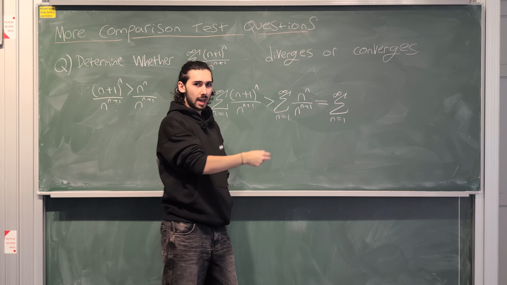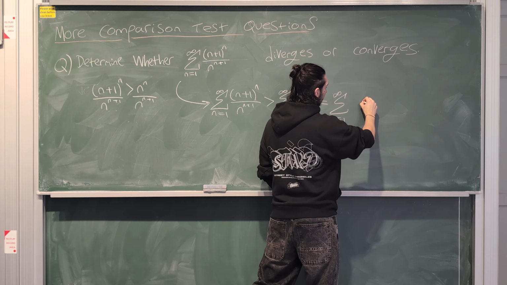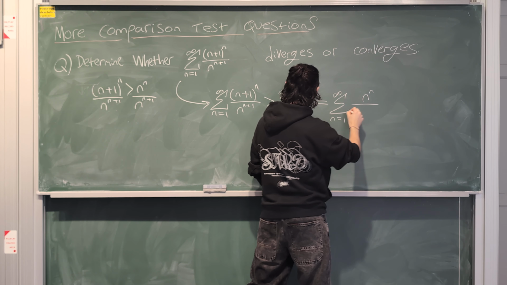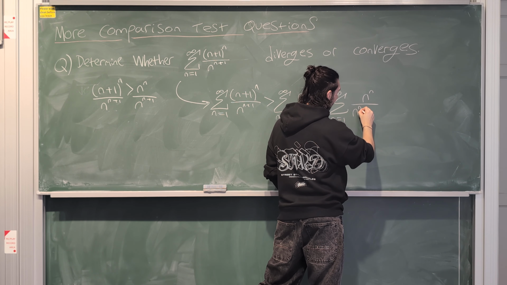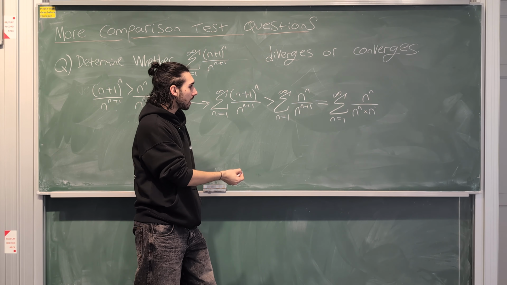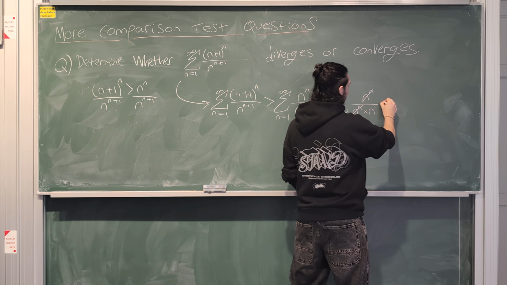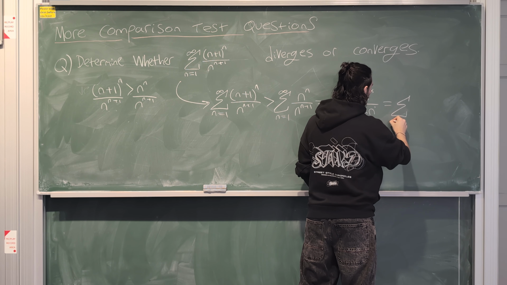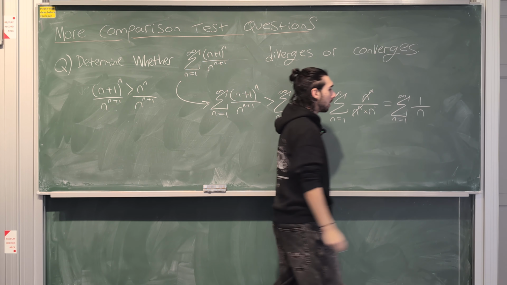So obviously we have n to the n times n to the 1, just to be really clear on this step here that I'm about to do. N to the power of n plus 1 is n to the power of n multiplied by n to the power of 1, okay? And then the idea is I'm just going to cancel this and this out, and I'm just going to have the sum from n equals 1 to infinity of just 1 over n, okay?